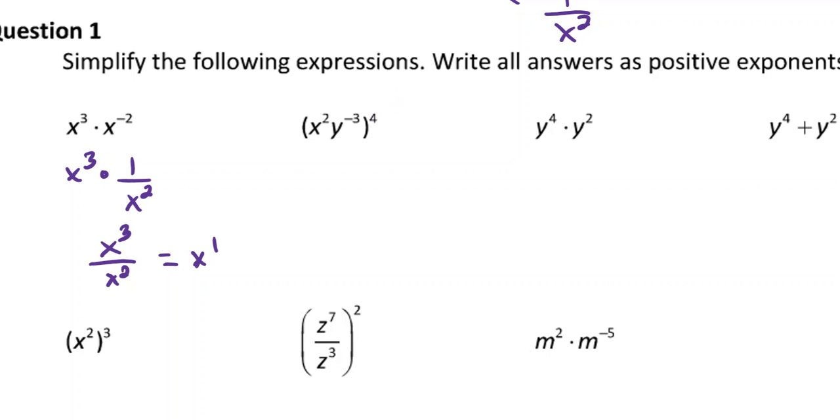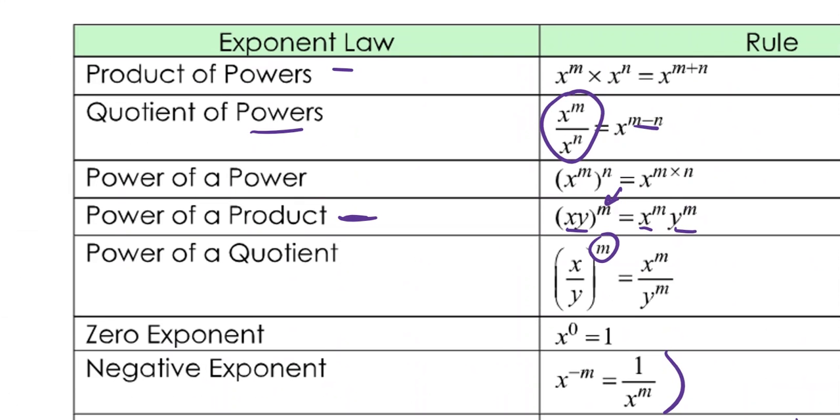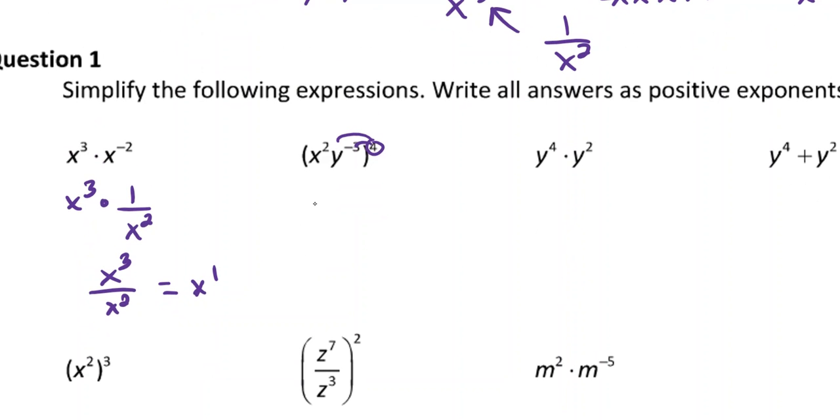Combine x and y? Well, you can't combine x and y. They're different variables, so they have to stay separate. But you multiply the 4 by the 2, and the 4 by the negative 3. Remember that was that rule at the beginning here. That was the power of a product, right? That was that one. Okay, so that would be the same thing as x to the power of 2 times 4, which is 8, y to the power of negative 3 times 4, which is negative 12.